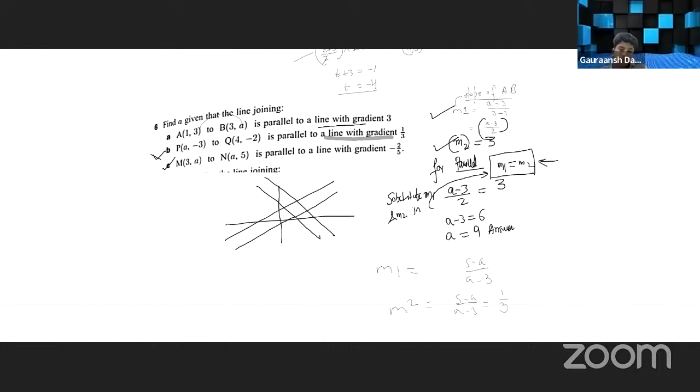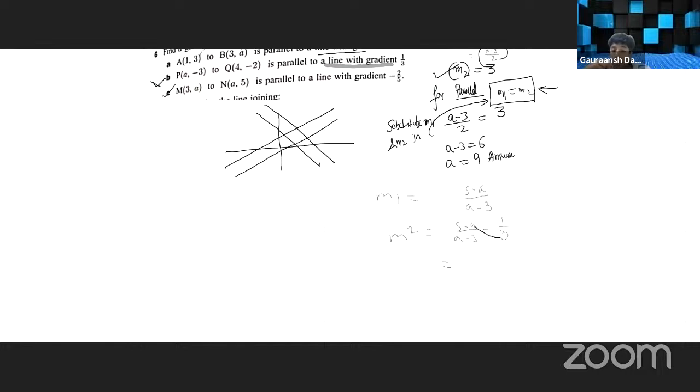So now I just multiply. You know the rule. Use your own rule. So M1 equals... so now I multiply A minus 3 with 1 and 5 minus A with 3. Cross multiply. Cross multiplication. Okay?